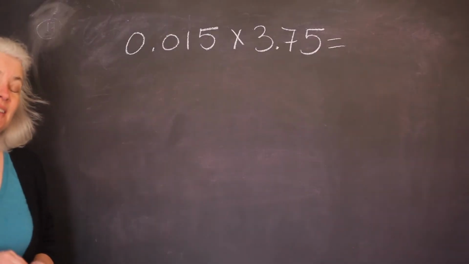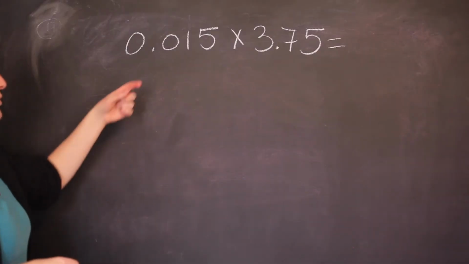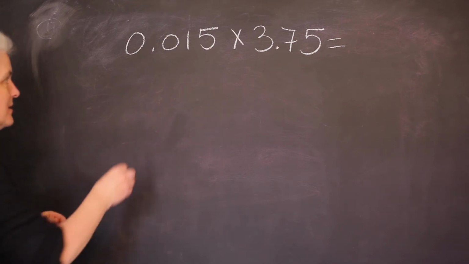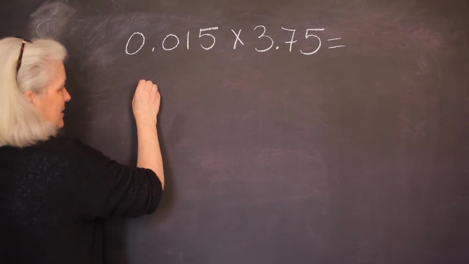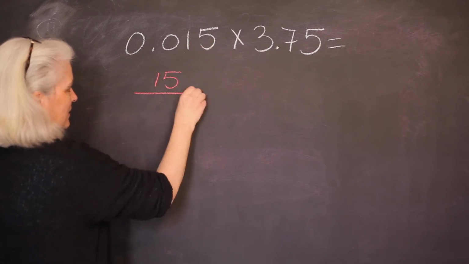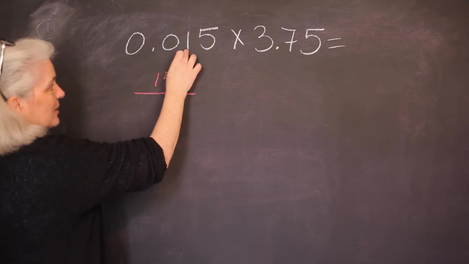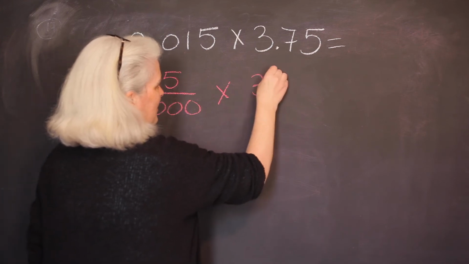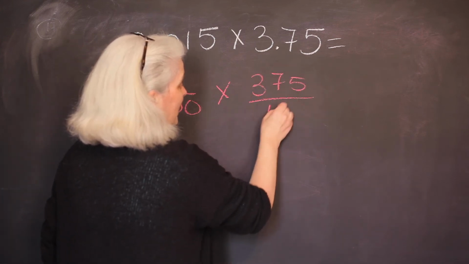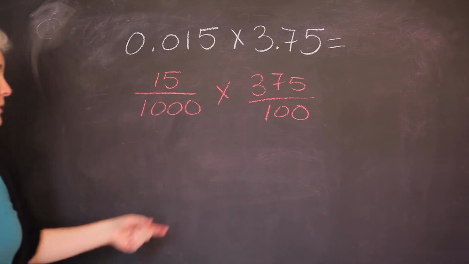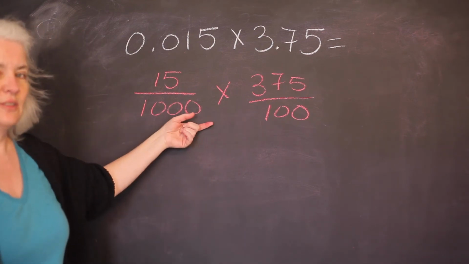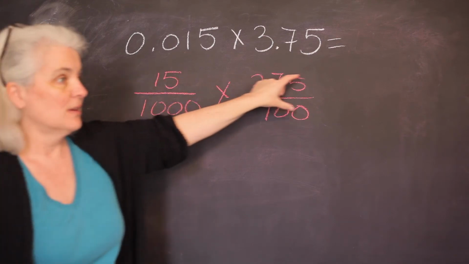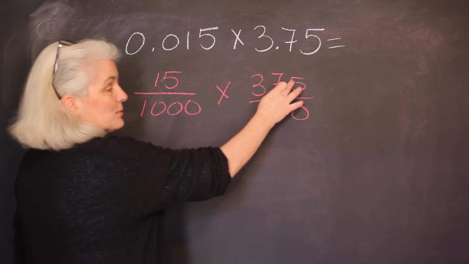Okay, this is problem number 18 on the basic skills test. We're trying to multiply these two decimals. One way to think about this is I could easily say that this is 15 over 1,000 times 375 over 100, because it would be 3 and 75 hundredths. The benefit of thinking of it this way is now I could multiply 15 times 375.